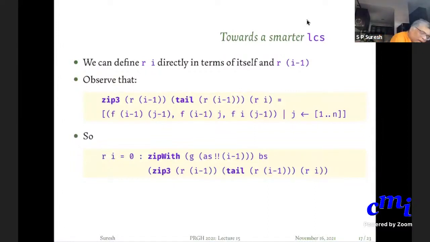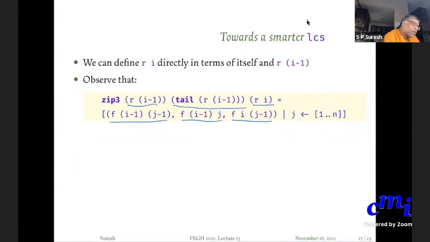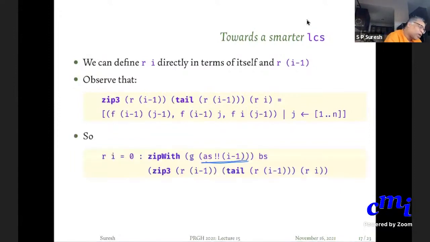So r i can actually be defined as zip width of, okay, remember we originally do a zip width of g, and the first argument is fixed, but the b argument varies as j varies. So you have zip width of g applied to this fixed letter from a and consider all of b. Right. So this is the function.